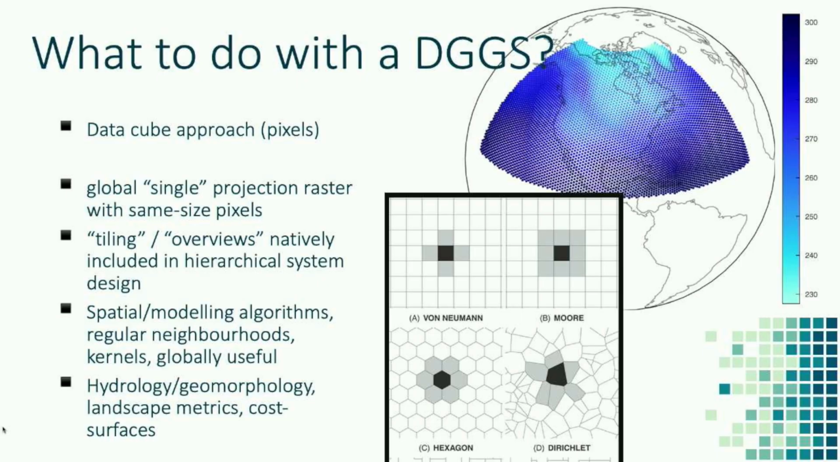With DGGS, I'm thinking, you would now have a global single projection because all the pixels are meaningful. And you have tiling, overviews, and aggregations basically natively included because you have the hierarchies, the parent-child relationships, so you can easily do summaries. And especially in the data cube approach versus the spatial indexing approach, I really want to do spatial modeling, right? We need neighborhoods, we need kernels, we need globally applicable modeling algorithms, and they run on pixels, right?